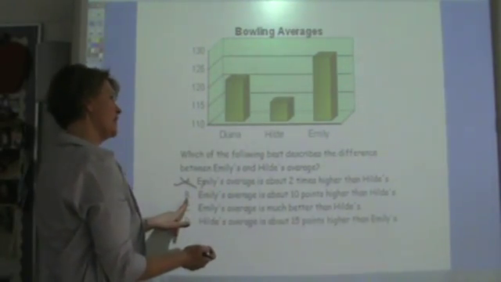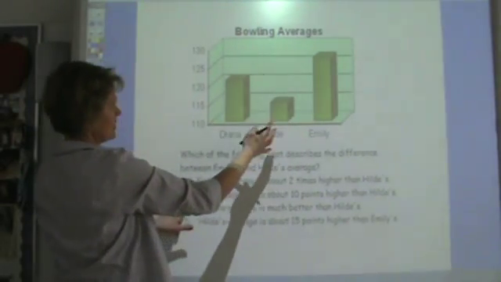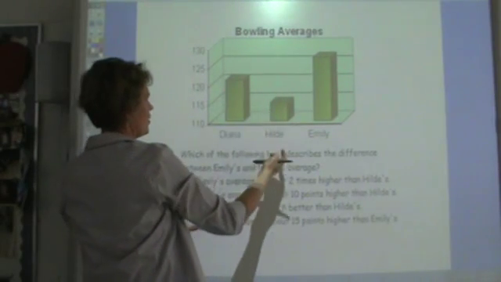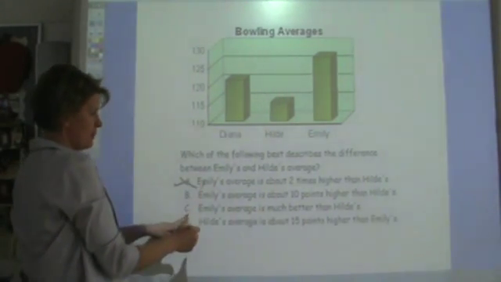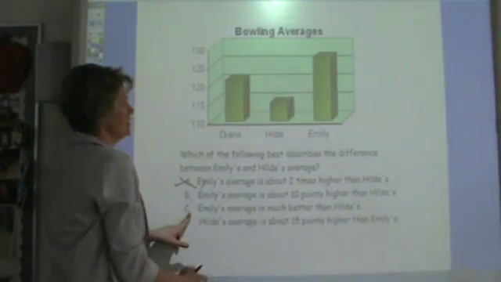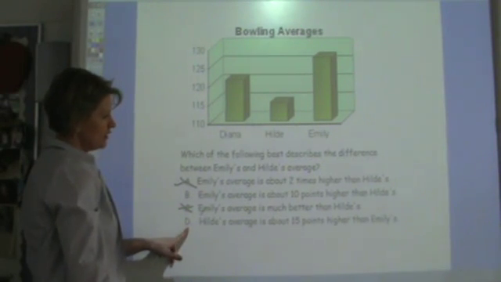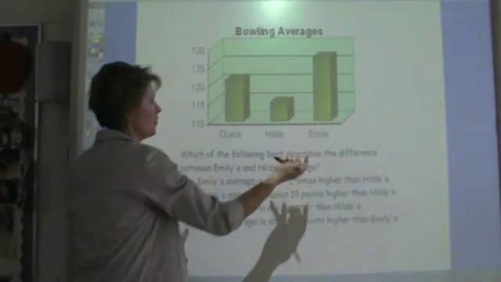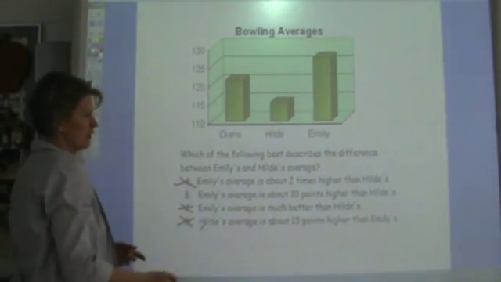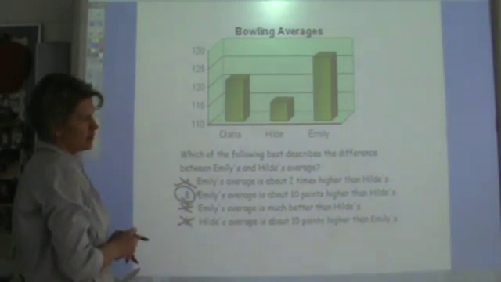Emily's average is about 10 points higher than Hildy's. Well, this looks like about 125-ish, 126-ish, and this looks like about 114. That could be. It's about 10 points. We'll skip that for a second. Emily's average is much better than Hildy's. That's not very mathematical, so let's get rid of that one. Hildy's average is about 15 points higher than Emily's. Well, Hildy's isn't more than Emily's, so that definitely can't be that one. So I would say, of your 4 choices, this is probably the best one.